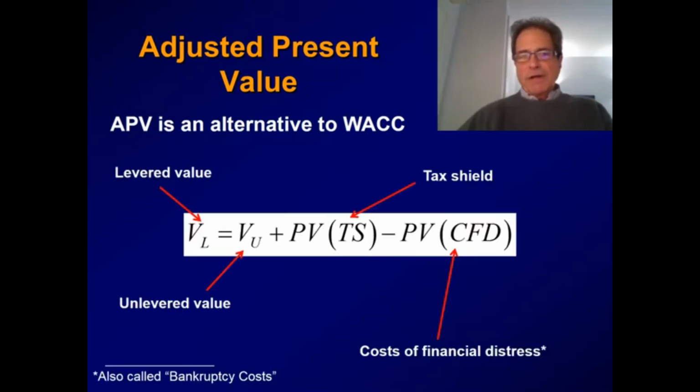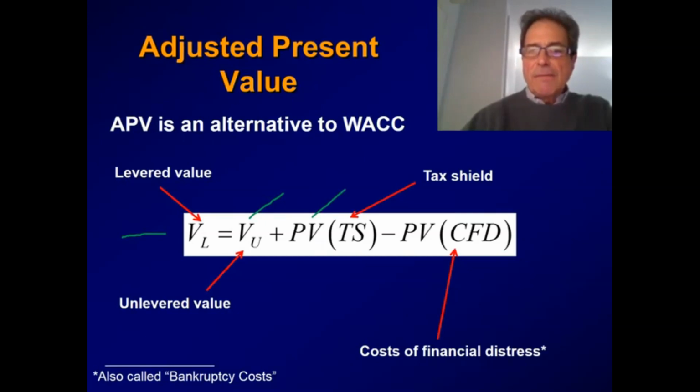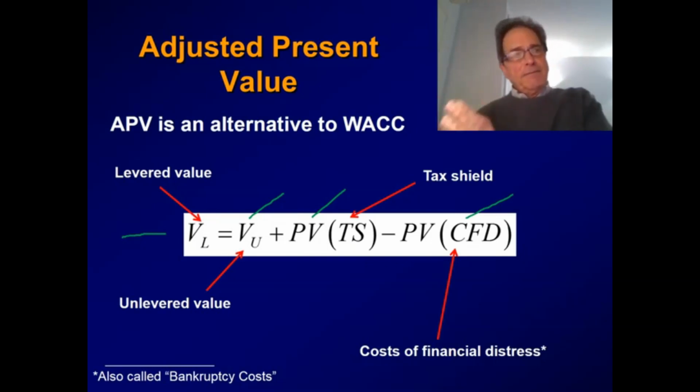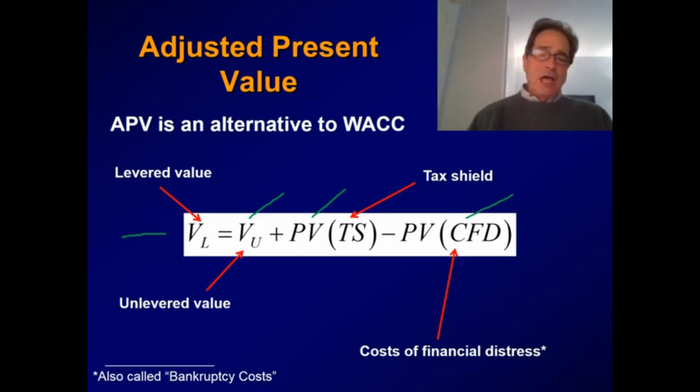Let's introduce adjusted present value. The adjusted present value formula is the one we see here. The value of the levered firm is equal to the value of the unlevered firm plus the present value of the tax shield minus the present value of the cost of financial distress. So when we want to compute the value of the levered firm, we first compute the value of the firm assuming that the firm does not have any debt. And then apart, we calculate the present value of the tax shield, and apart, we calculate the present value of the cost of financial distress. And then we add them up together to get the value of the levered firm.